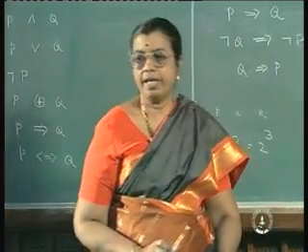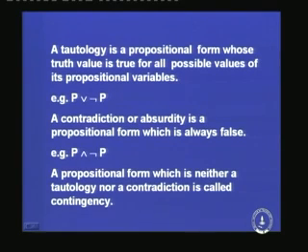We have also seen what is meant by a tautology. A tautology is a propositional form whose truth value is true for all possible values of its propositional variables. Example is P or not P. Contradiction or absurdity is a propositional form which is always false. Example is P and not P. A propositional form which is neither a tautology nor a contradiction is called a contingency.